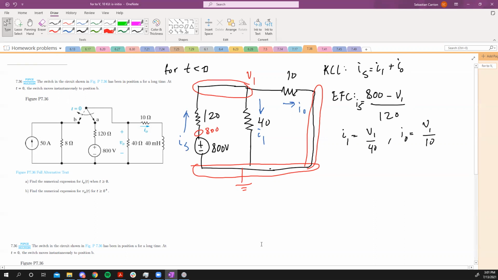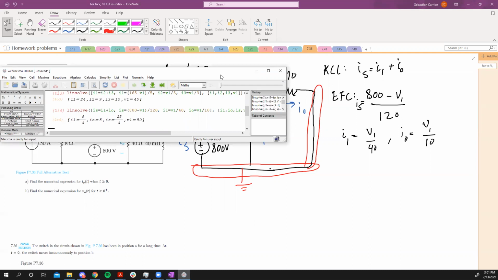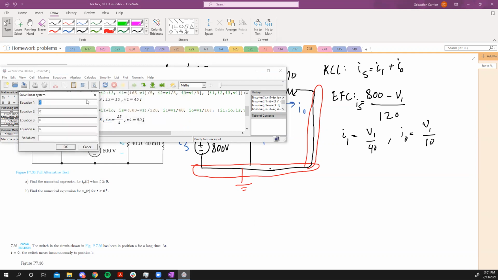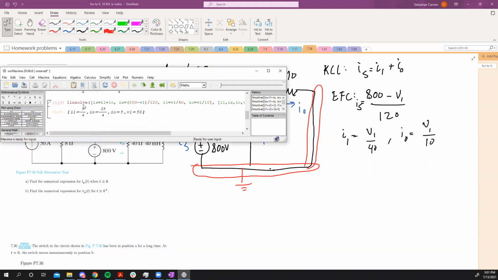So we have 4 equations, right? IS equals I1 plus I naught. IS equals 800 minus V1 over 120. I1 equals V1 over 40. I naught equals V1 over 10. We got I1, IS, I naught, V1.